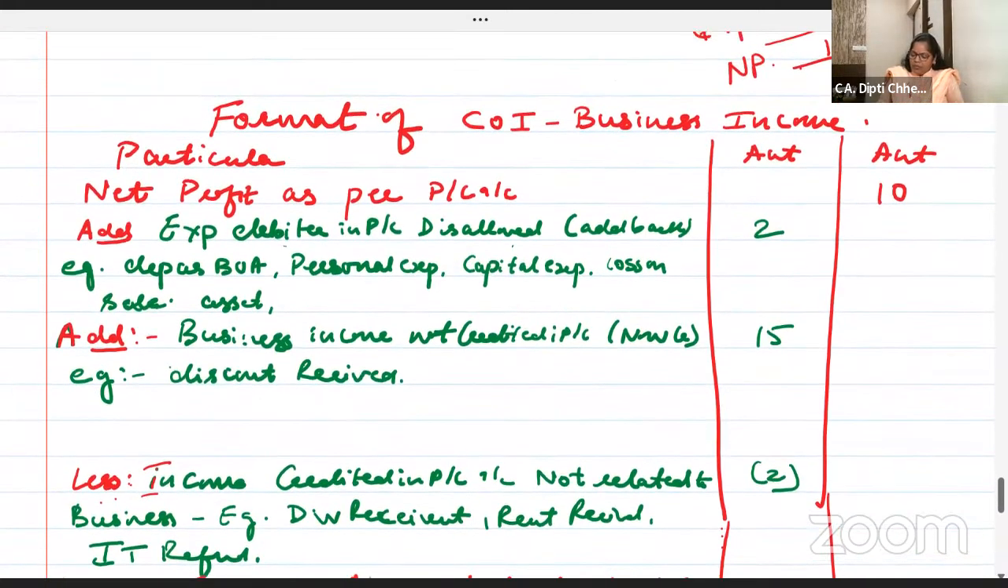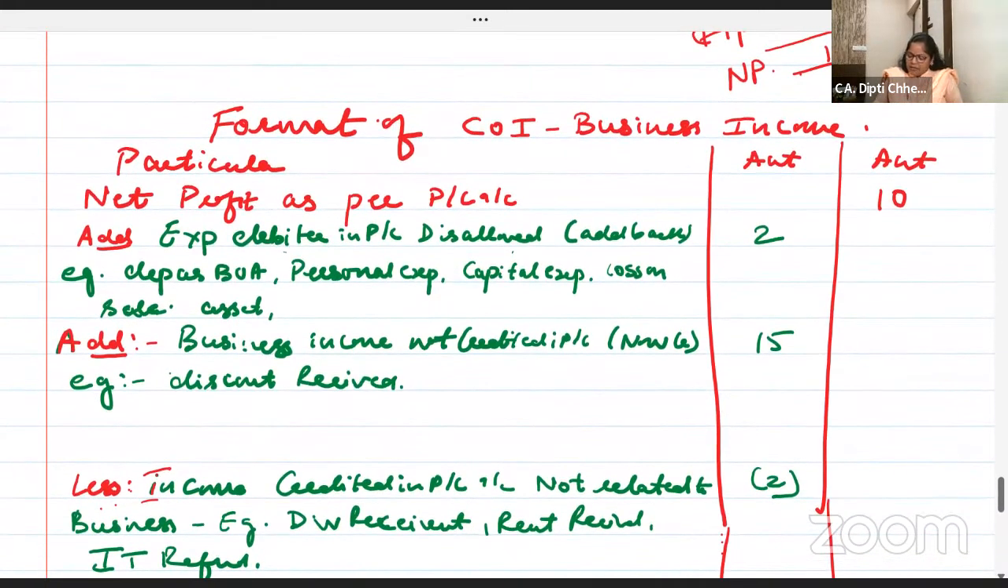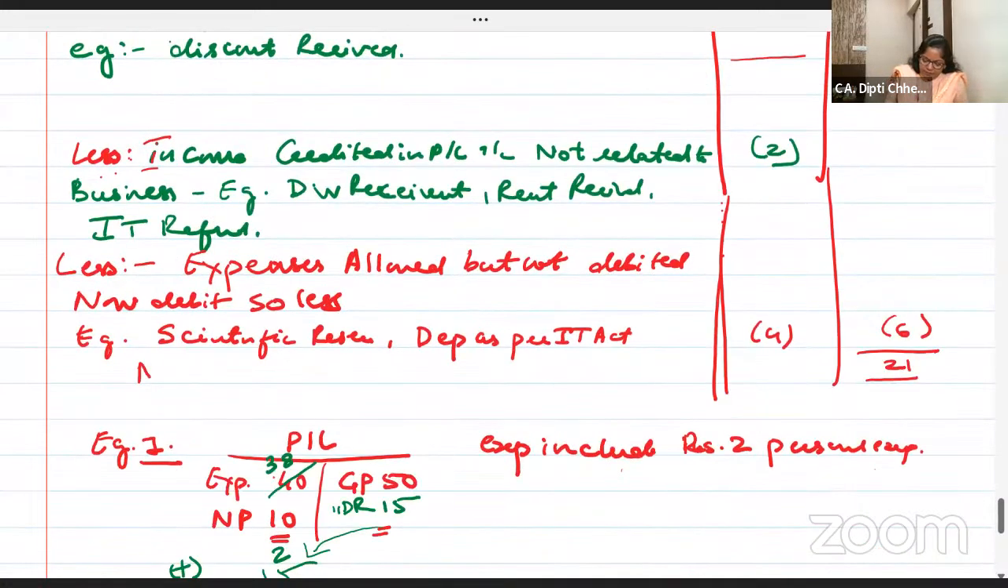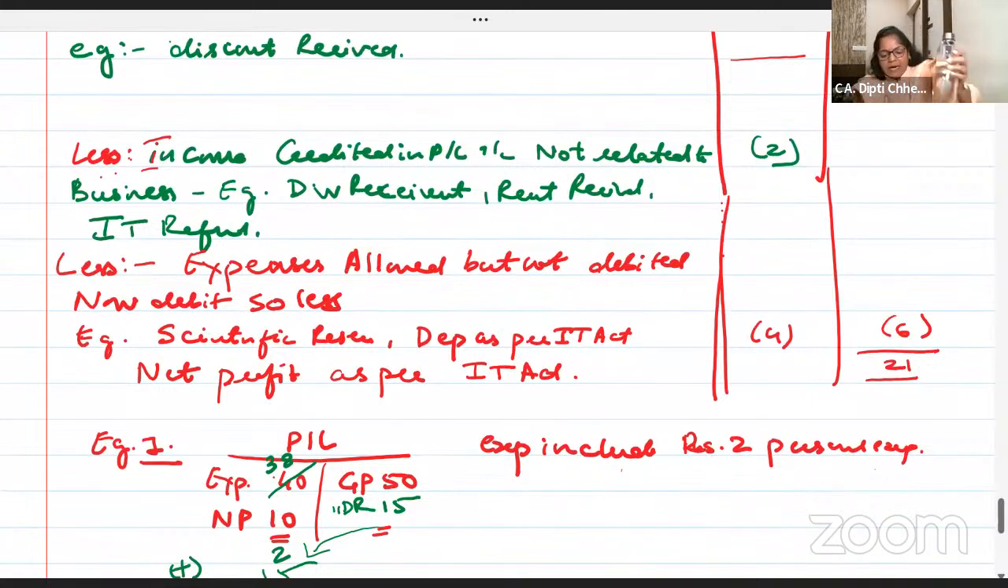Now 10 था. 15 and 2 add 17. 27, deduct 6. 21. Net profit as per Income Tax Act. First you complete writing. I'll still make you learn if you have a confusion.